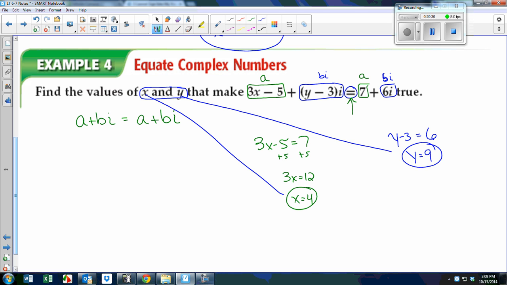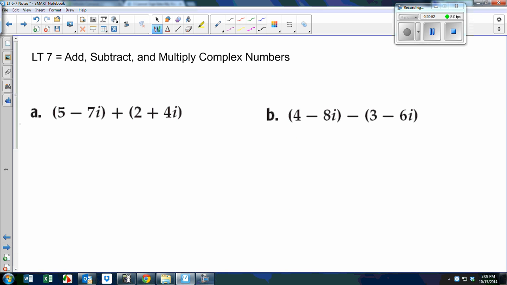It's kind of like that match game from the newspaper. You have a complex number on the left side of the equation and a complex number on the right side. So the real parts must be equal, 3x minus 5 and 7, and the imaginary parts must be equal. All right, I know I'm going really fast. You may have to rewind this and whatnot. But now learning target 7 jumps in, and we're adding and subtracting and multiplying complex numbers.